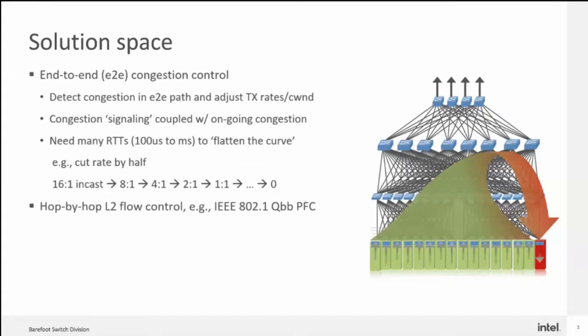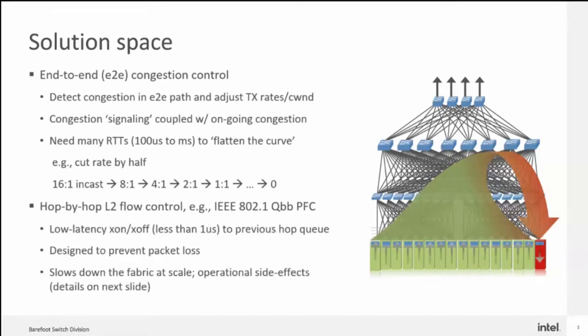Now, what else do we have in our toolbox today? That's hop-by-hop layer 2 flow control. The most widespread system is IEEE 802.1Qbb PFC, or priority flow control. Here the idea is to have a very low latency mechanism that allows a network device to pause the traffic on a specific queue or priority, as the design calls it, basically to stop sending on this priority. So the initial idea was to have a lossless Ethernet. That's the background of PFC.